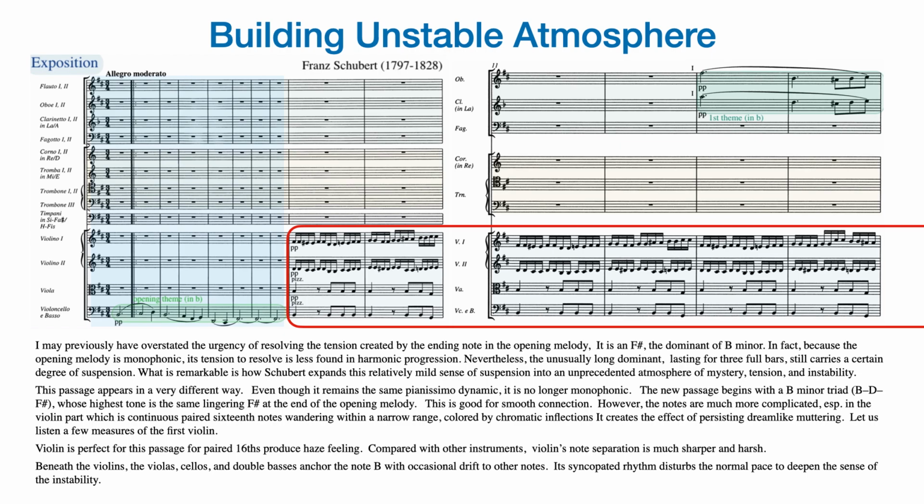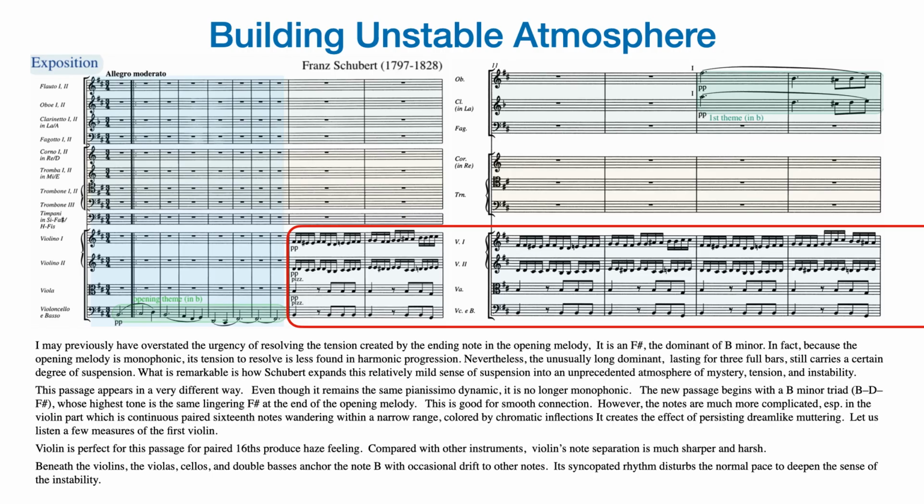The violin is perfect for doing this because it has a very clear, very sharp separation of notes compared with all other instruments. But because it's paired 16ths, it also provides a very hazy and vague feeling. So this is perfect for the purpose Schubert chose.